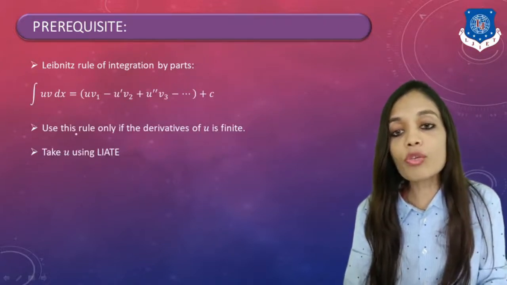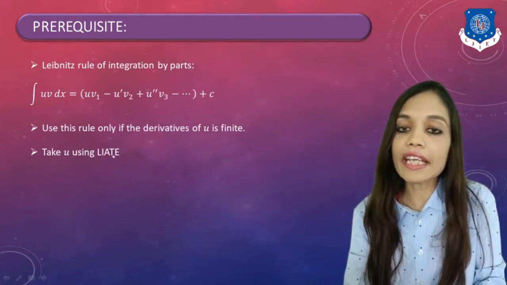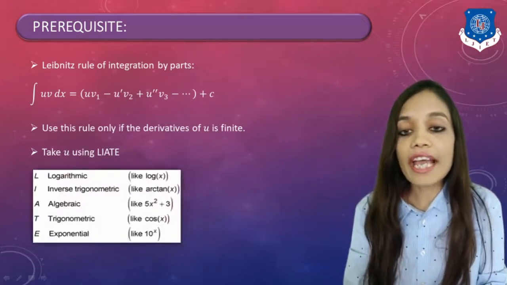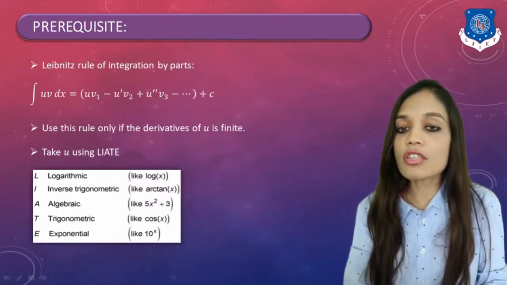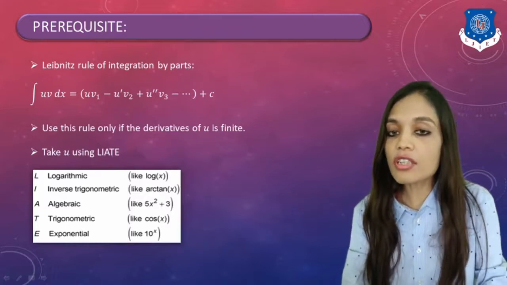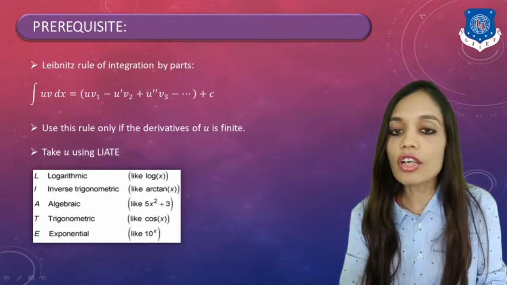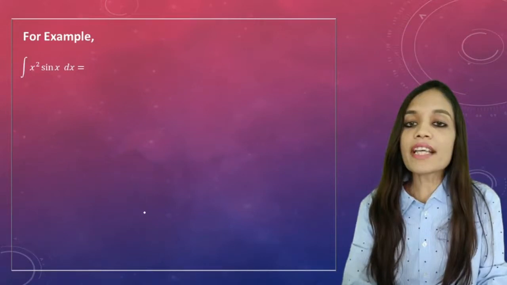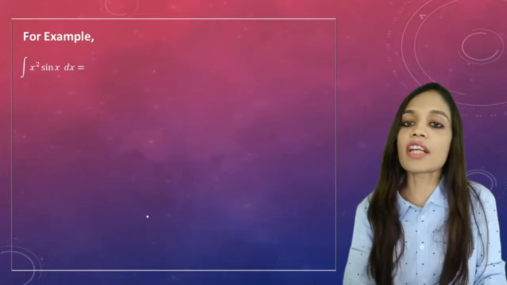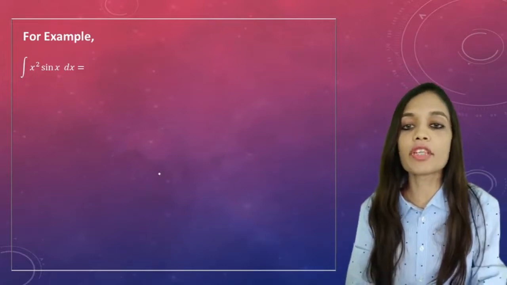To make the judgment of u, we have to use the LIATE rule, where L is logarithmic, I is inverse trigonometric functions, A is algebraic functions, T is trigonometric functions, and E is exponential functions. Now let me give you a brief idea by stating one example, integration of x square sin x dx, and I will solve this using our Leibniz rule.